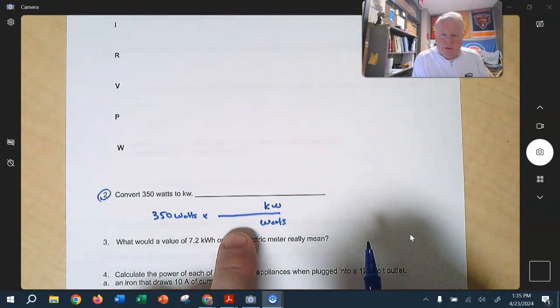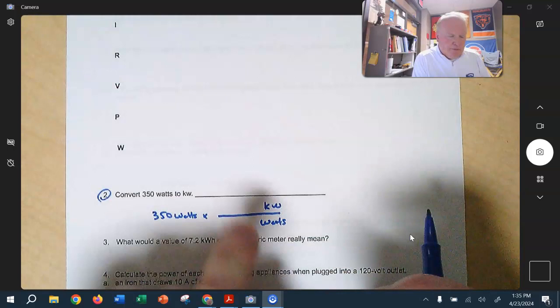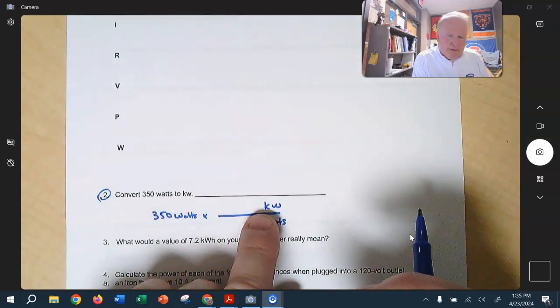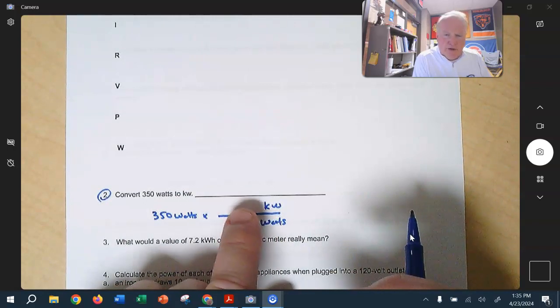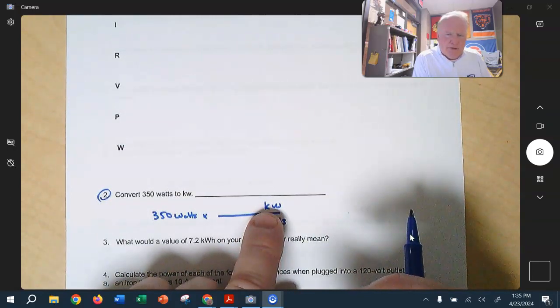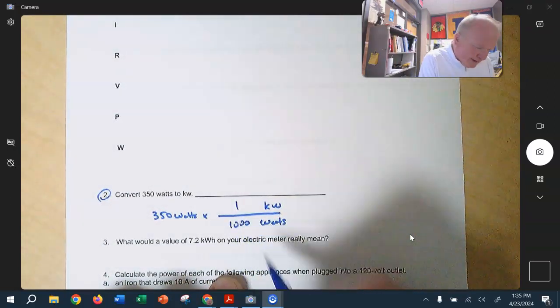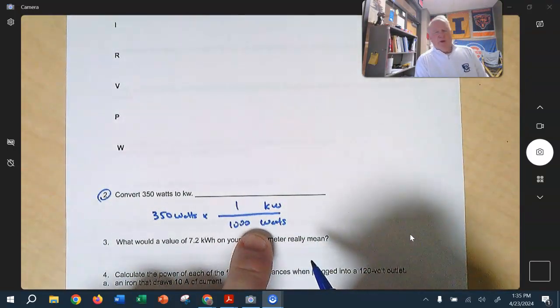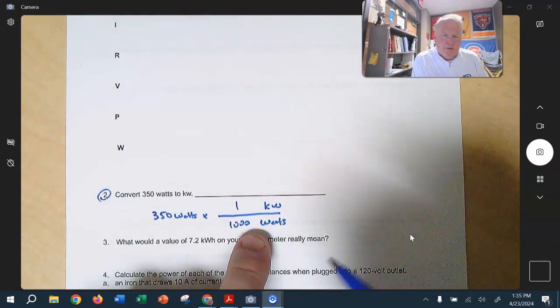And now all we need to do is figure out what's the conversion factor? Like there are 12 inches in 1 foot, so the idea is what is a kilowatt? A kilowatt is like a kilometer. A kilometer has 1,000 meters in it. So same thing with a kilowatt. 1 kilowatt is 1,000 watts. Okay, so that's how we can think of that. A kilometer is 1,000 meters. A kilowatt is 1,000 watts.